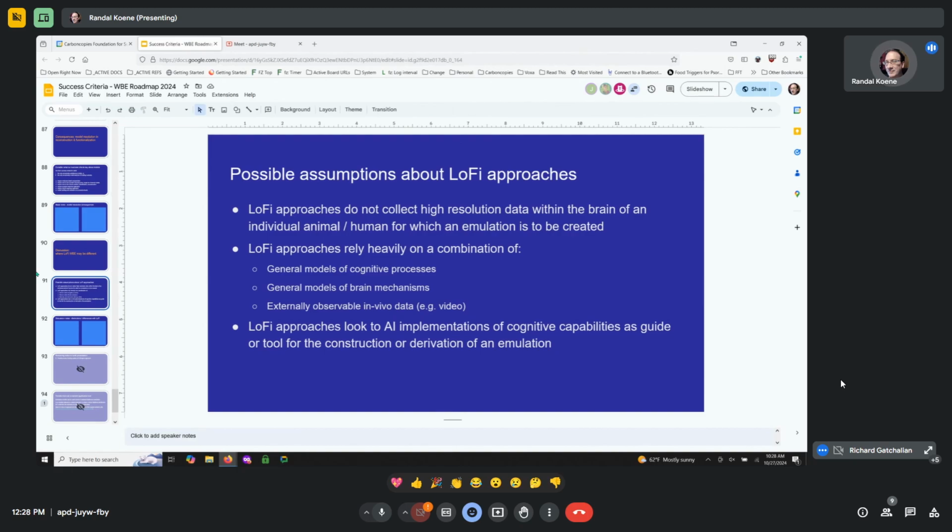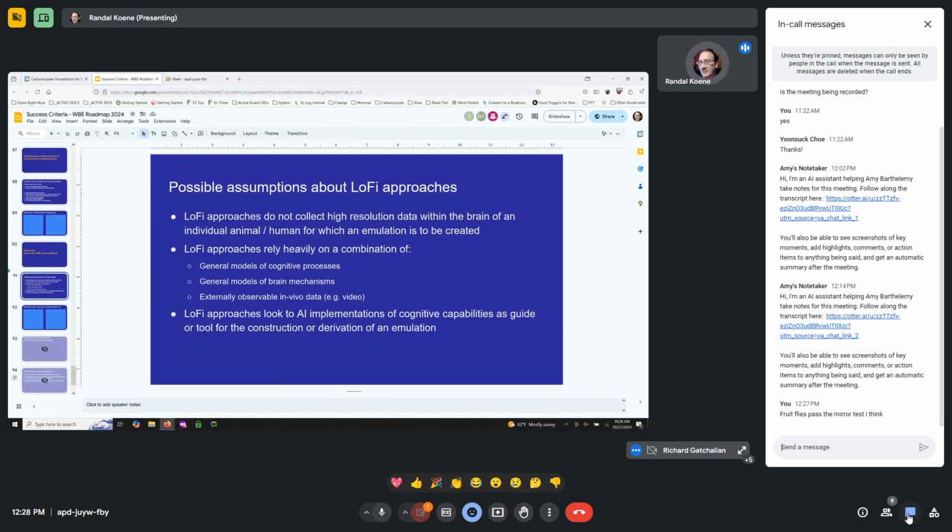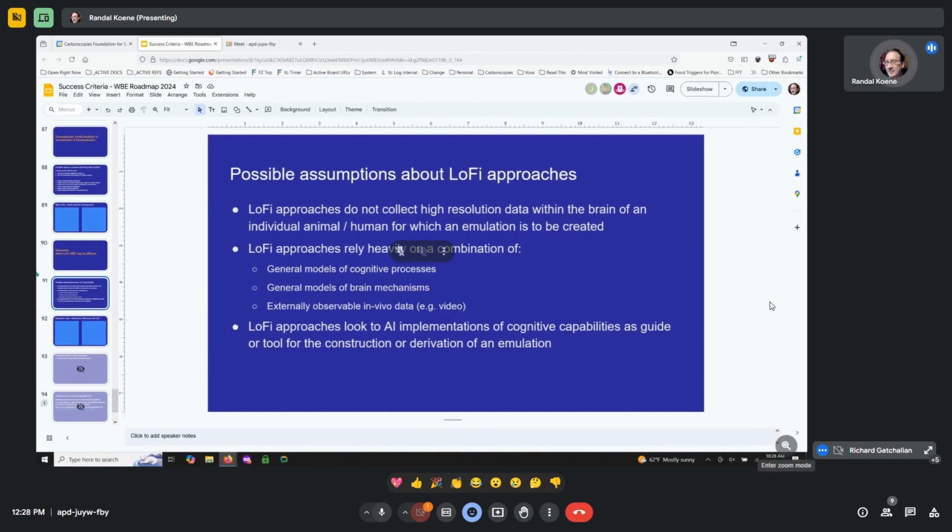And I'm coming with a few assumptions, and the assumptions might be wrong. I'm assuming that lo-fi approaches don't collect high resolution data within the brain of an individual animal or human for which an emulation is to be created. I assume that lo-fi approaches rely heavily on a combination of general models of cognitive processes, general models of brain mechanisms, and externally observable in vivo data like video data, and that they often look to AI implementations of cognitive capabilities as a guide or tool for the construction or derivation of an emulation.